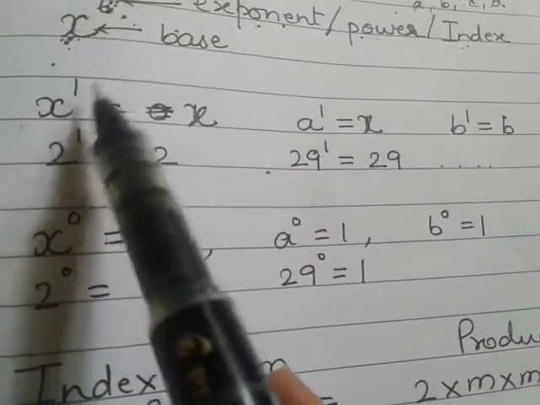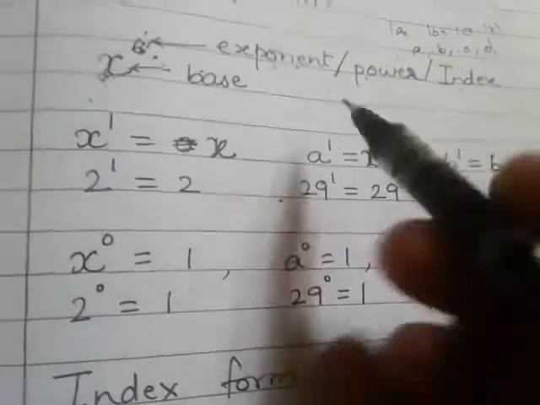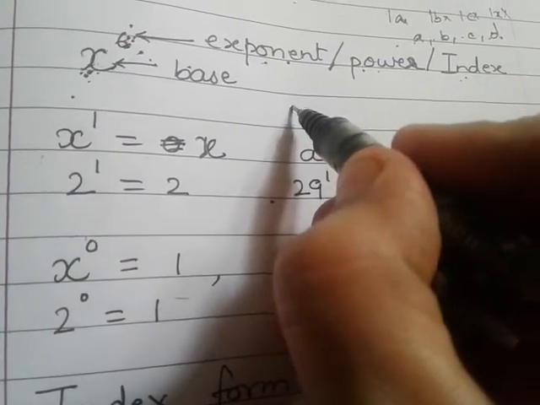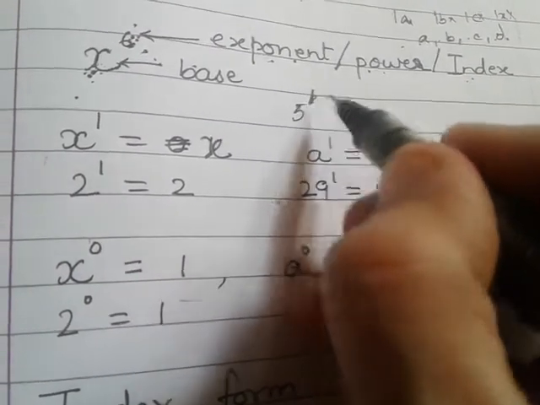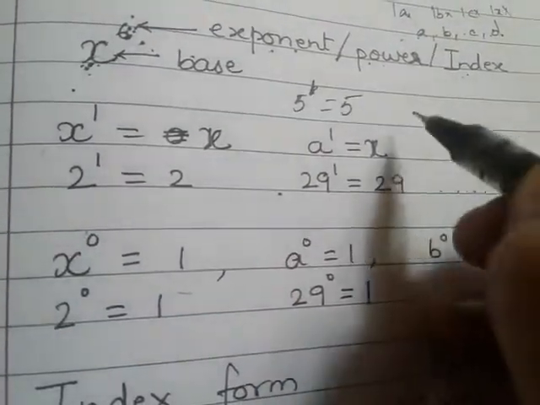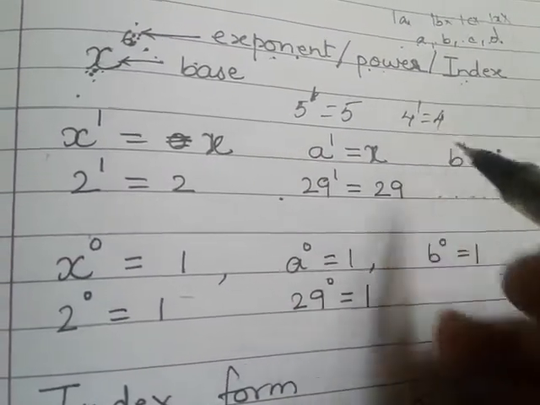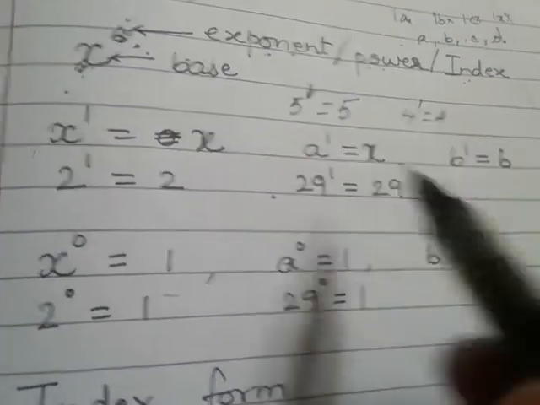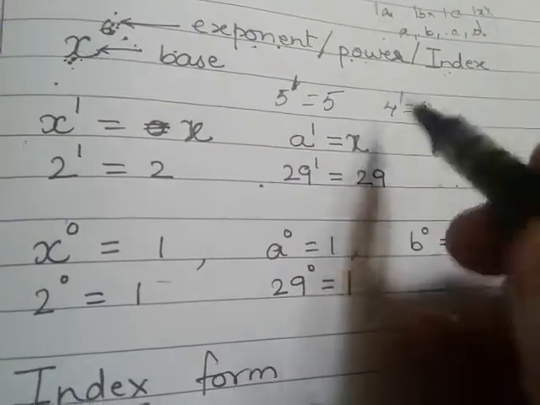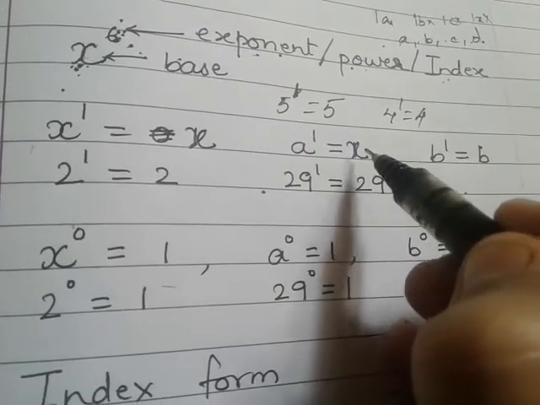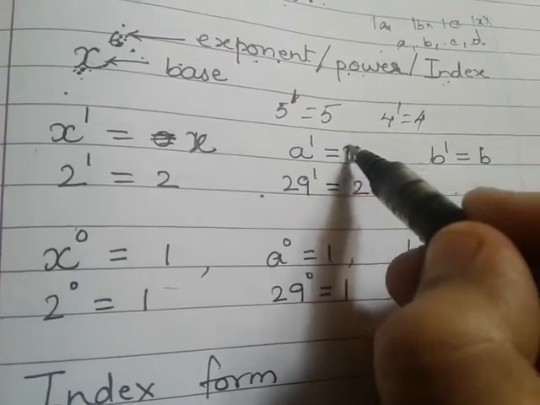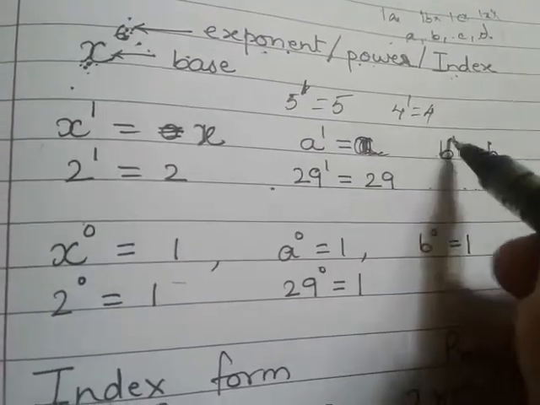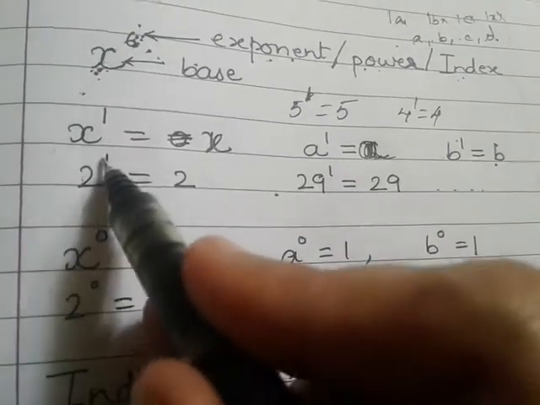So whenever x raised to 1 is there, we consider it as x. So 5 raised to 1 is 5. 4 raised to 1 means 4. 10 raised to 1 is 10. A raised to 1 means a. B raised to 1 means b. 2 raised to 1 means 2.